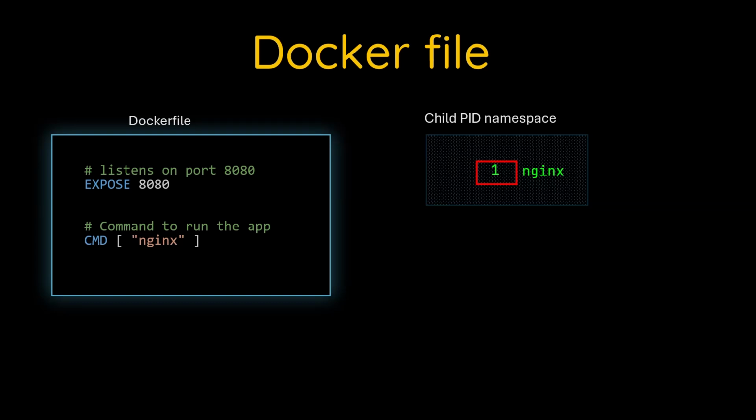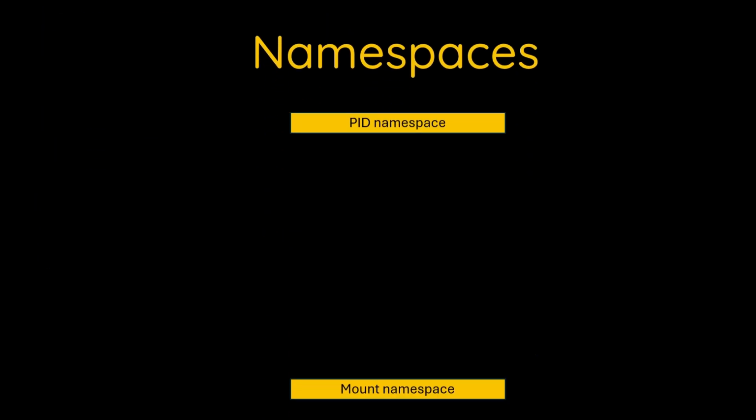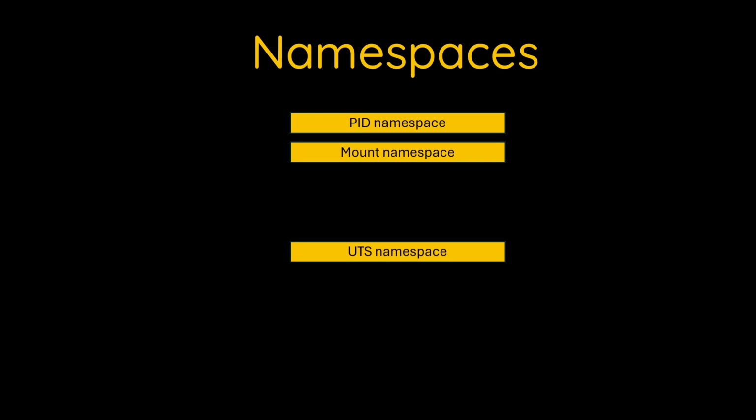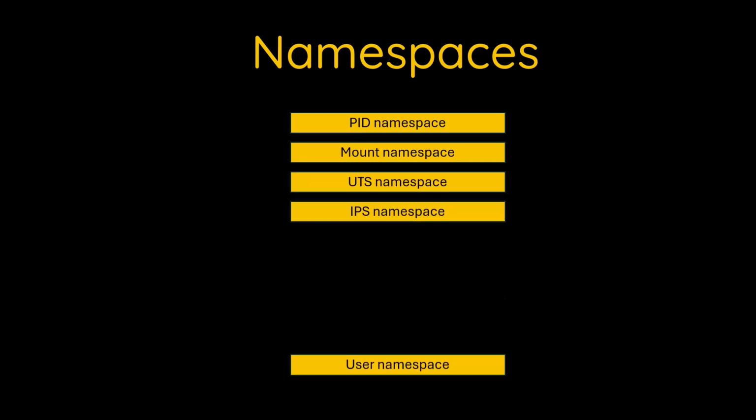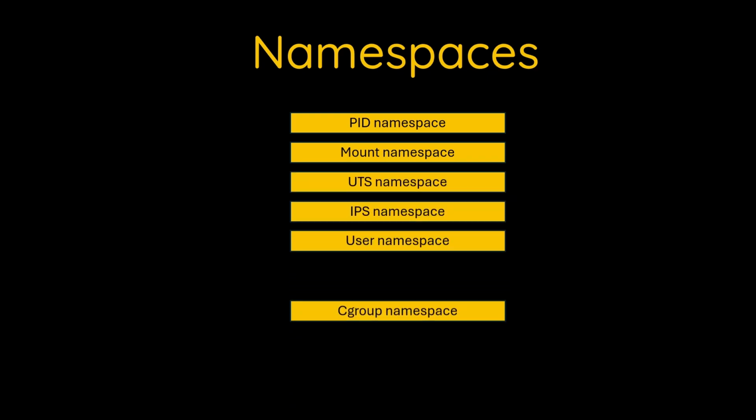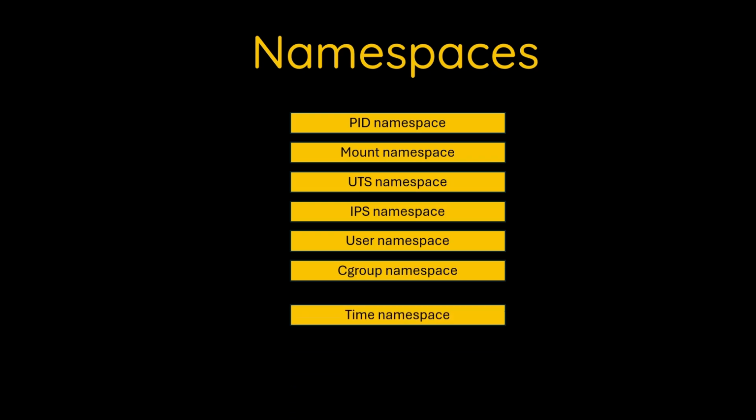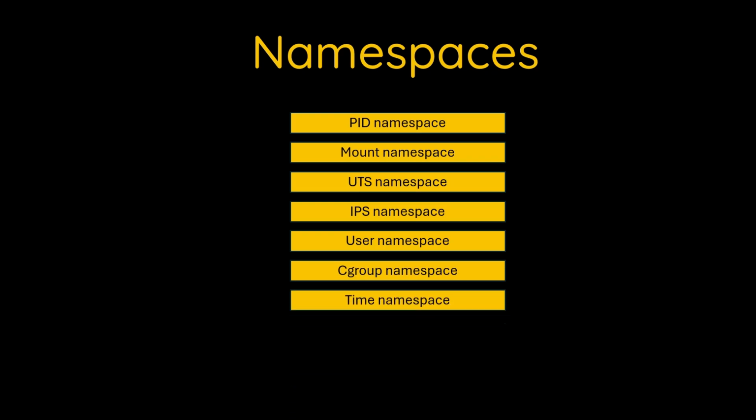What becomes PID 1 inside the container is something we explicitly define in the Dockerfile using the CMD or ENTRYPOINT instructions. These set the main process that kicks off when the container starts. Now let's list all the namespaces available in our Linux system. Here are the main ones Docker uses: PID namespace, mount namespace, network namespace, UTS namespace, IPC namespace, user namespace, and cgroup namespace, which hides and limits resource controls.